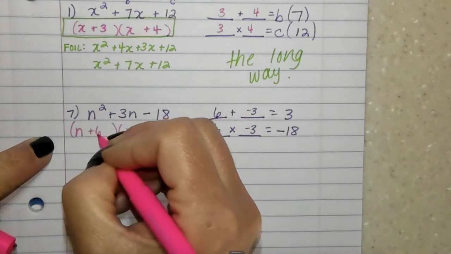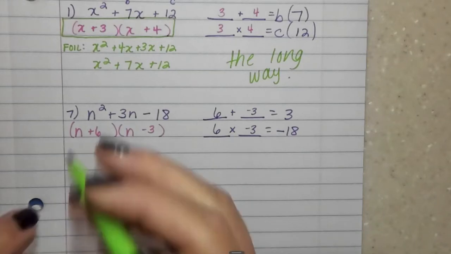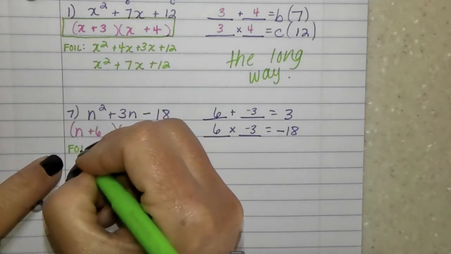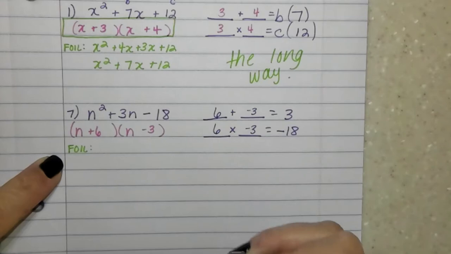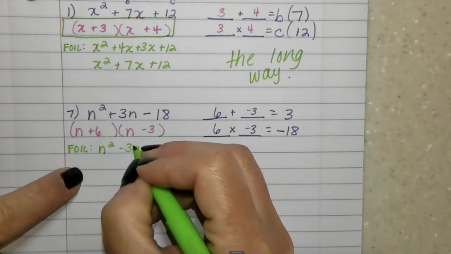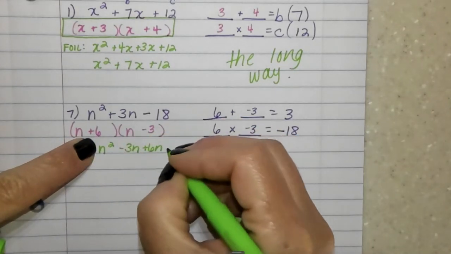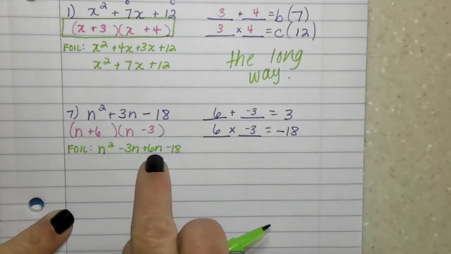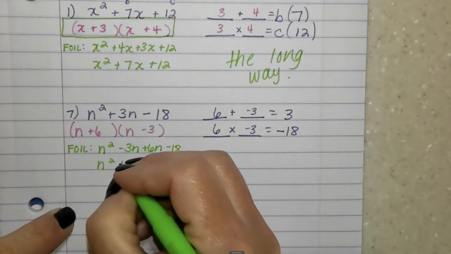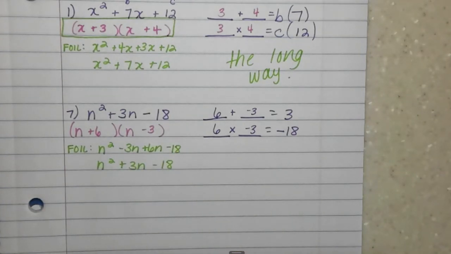Positive 6, negative 3. And guess what would happen if you FOILed that? You're going to get right back where you started. You want to see it? I'll show you. I'm not going to show you on every one, but I'll FOIL this so you can see. N times n, n times negative 3, 6 times n, and 6 times negative 3. Like terms. And sure enough, right back with the trinomial we started with.